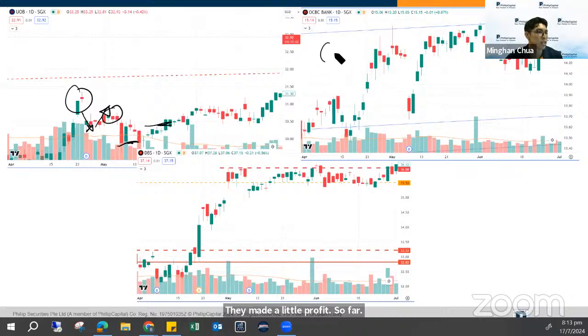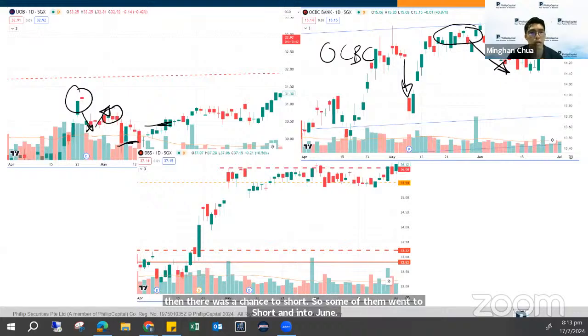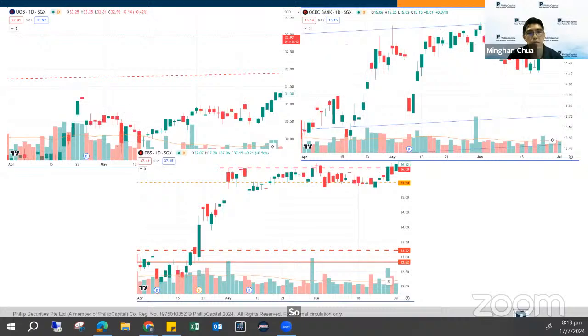For OCBC, the dividend, therefore the gap down, and then there was a chance to short. So some of them went to short and into June. So OCBC and UOB, there was a short opportunity for a very short period of time. But DBS is really another animal.